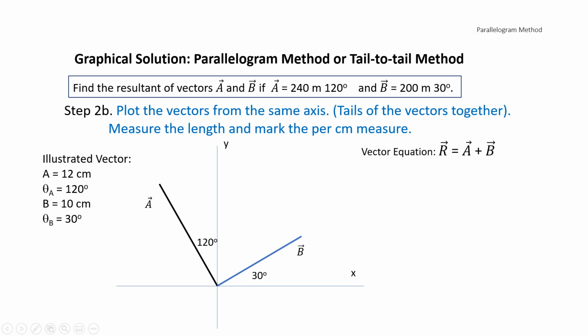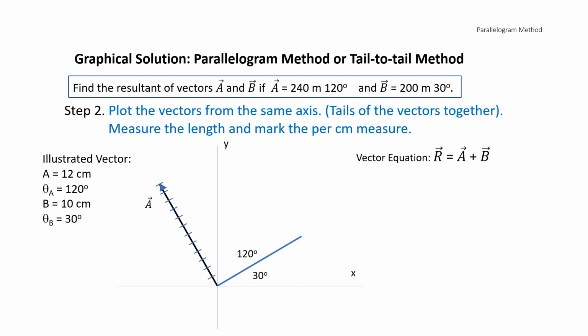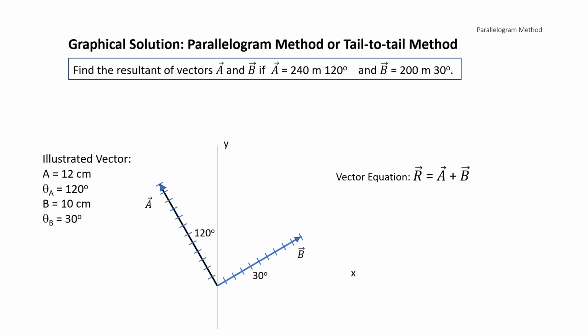Using a ruler, measure and mark every centimeter measure of vector A. Draw an arrow. With the ruler, measure the length of vector B, mark every centimeter, and draw an arrow. This is the plot of vectors A and B.